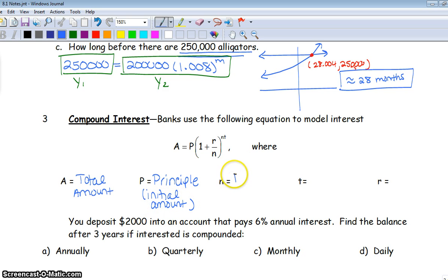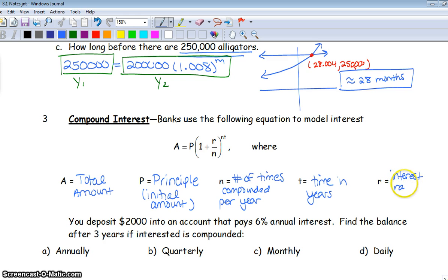N is the number of times compounded each year. T is going to represent your time, and this is going to be time in years. Banks are always considered in terms of years. And R is going to be the interest rate. And just like before, this is going to be as a decimal and not as a percent.